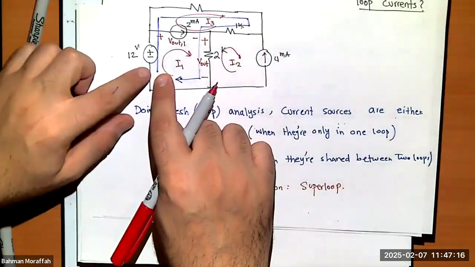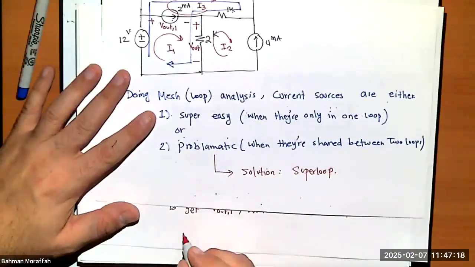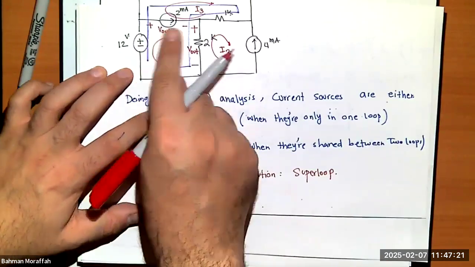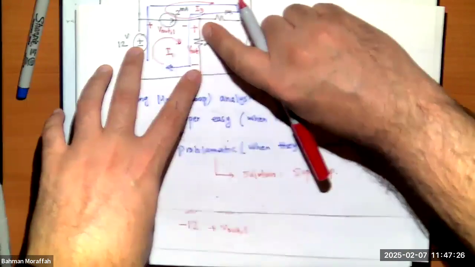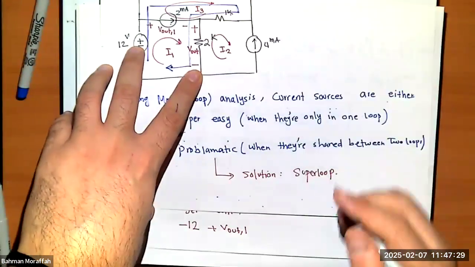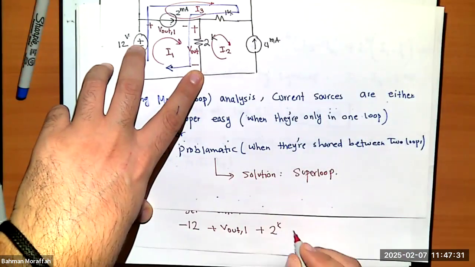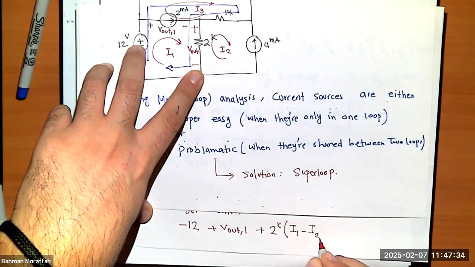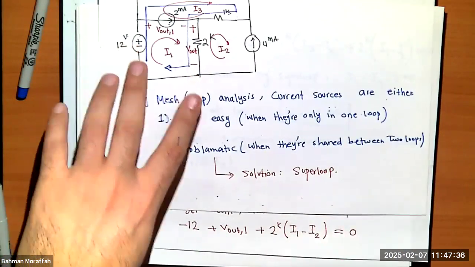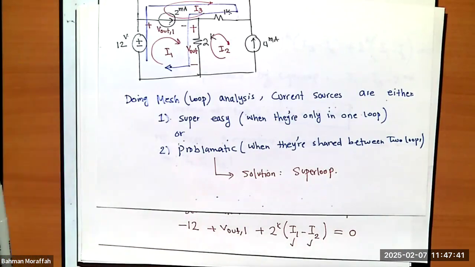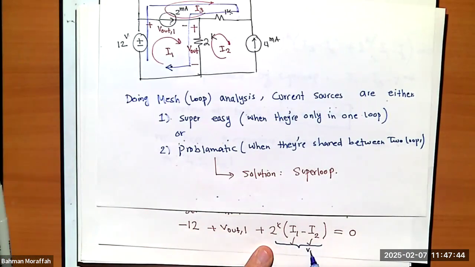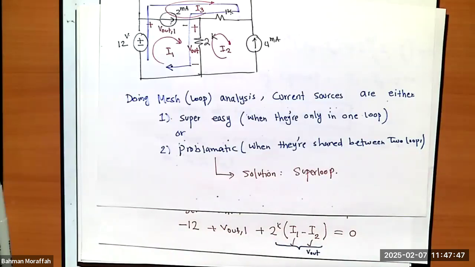If I write a KVL for this loop, I have -12, plus Vout1, plus the voltage across here, right? Which is 2K times I1 minus I2. And that should be 0. Right? I know I1 and I2. Doesn't matter if I already computed this guy. This is the Vout. Right? So I can compute it. Right?